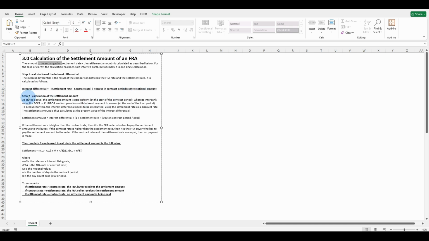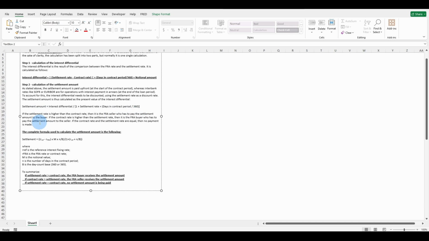Step 2. As stated above, the settlement amount is paid upfront at the start of the contract period, whereas interbank rates like SOFR or Euribor are for operations with interest payments in arrears at the end of the loan period. To account for this, the interest differential needs to be discounted using the settlement rate as a discount rate. The settlement amount is thus calculated as the present value of the interest differential. Settlement amount equals interest differential divided by 1 plus settlement rate times days in contract period divided by 360.